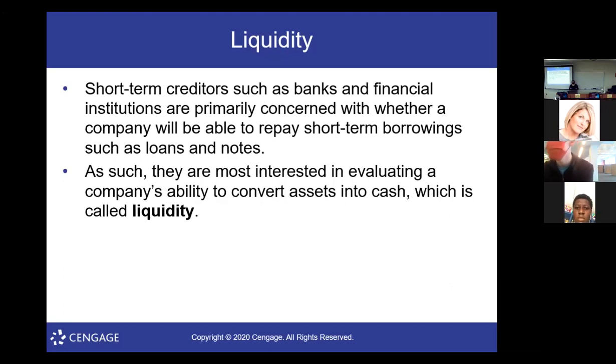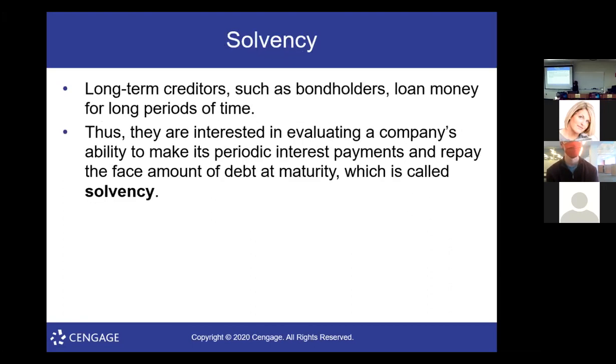Solvency is a longer-term measure that creditors and other users will look at. But short-term creditors like banks and financial institutions are concerned with short-term liquidity. Is the company able to make its payments of interest or principal, or can it make its payroll every week or every 2 weeks? Can it pay its taxes, its rent? Can it pay its short-term liabilities as they become due? Most are interested in evaluating a company's ability to convert assets into cash. And again, that is referred to as liquidity.